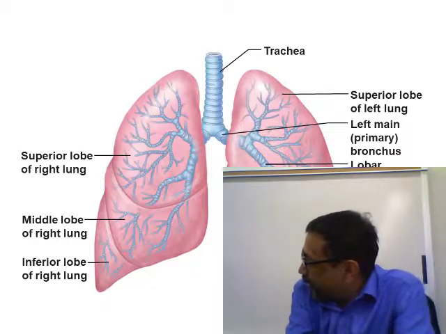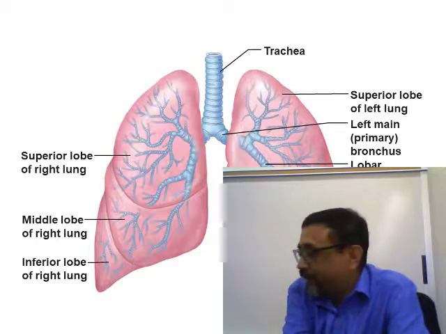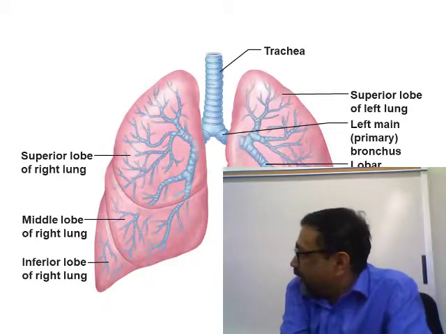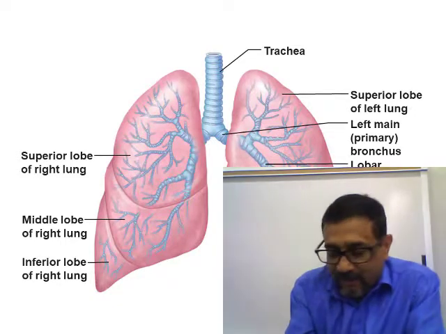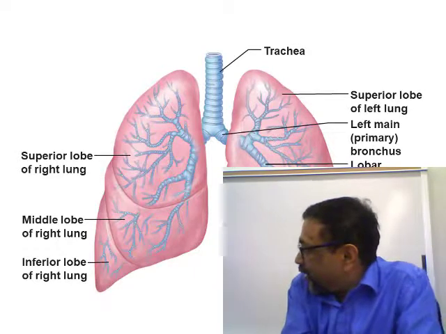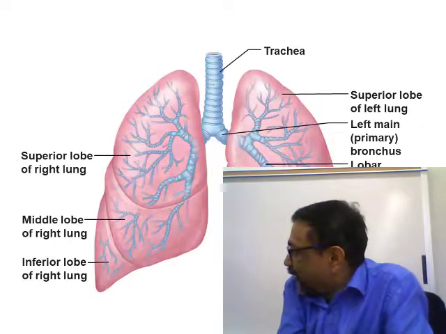The diameter of terminal bronchioles is less than half a millimeter, so it's smaller, very narrow, right? Bronchioles are larger than terminal bronchioles, and the diameter is less than 1 millimeter. Okay, so that's how the right and left bronchi, primary bronchi, branch inside the lung.